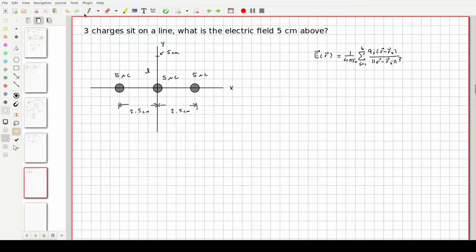And let me just write out what I've been given here. So I'm going to call this Q1. I'm going to call this Q2. And I'm going to call this Q3. Okay? Now, Q1, Q2, and Q3 all have the same value of charge, 5 microcoulombs. It's all positive, which micro is 10 to the minus 6.